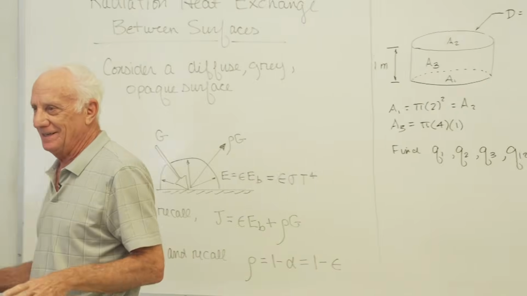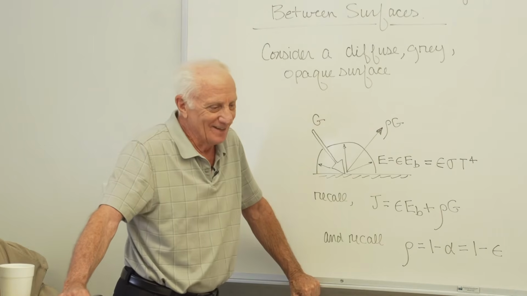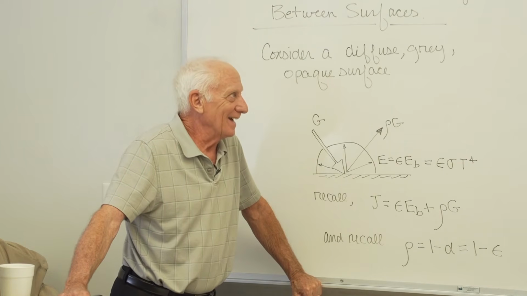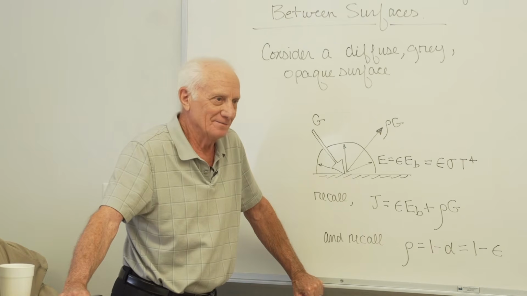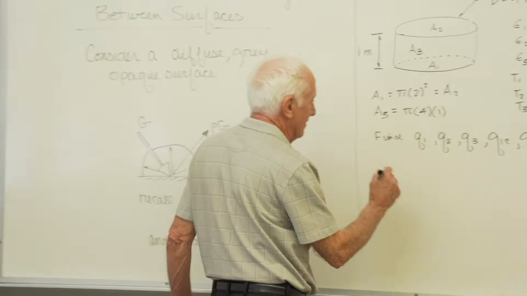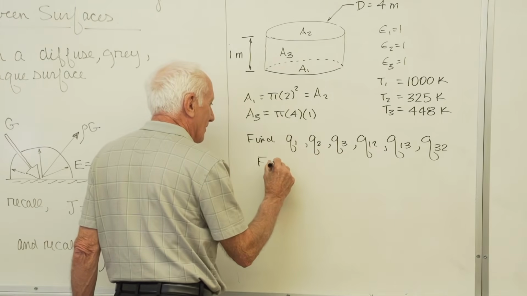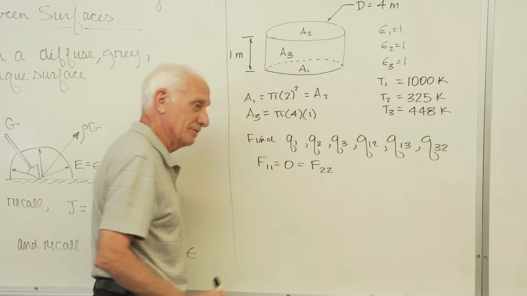Number 1, I need the view factors. First step, find the view factors. Okay, I don't know what F12 is. I'll guess a half. No, don't guess. You can't guess. Oh, but I do know. F11 equals 0 equal F22 for sure, plane surface.